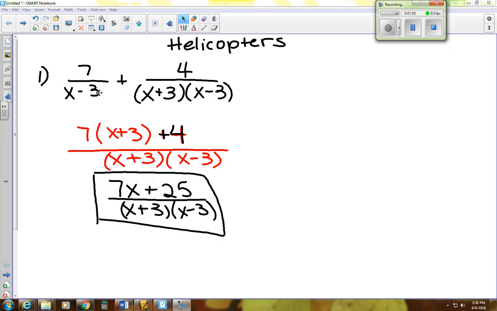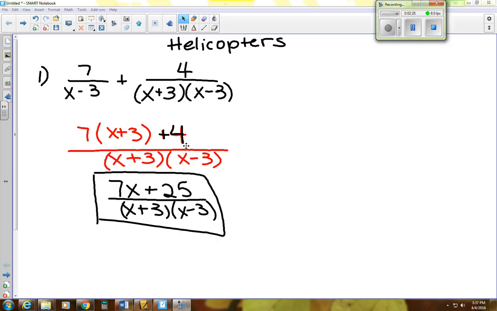Okay, once you have a common denominator, then you can convert any fraction that doesn't have that denominator to the common denominator by multiplying by whatever factor it's missing. So what I mean by that is, 7 over x minus 3, we would just multiply by the missing factor, x plus 3, on both the top and the bottom. The bottom is how it'll give us our common denominator, and then because we did it on the bottom, we have to multiply by that on the top. So we get 7 times x plus 3 at the top.